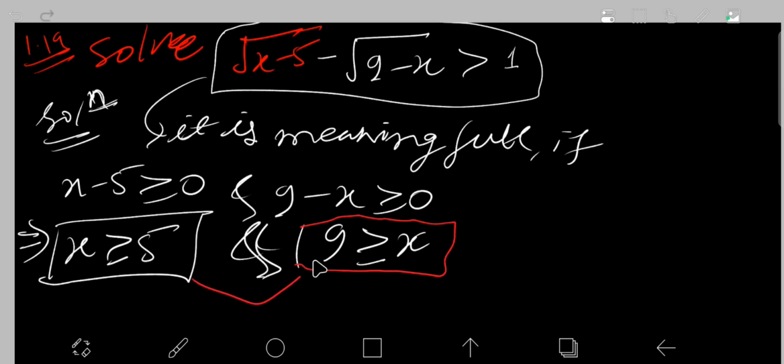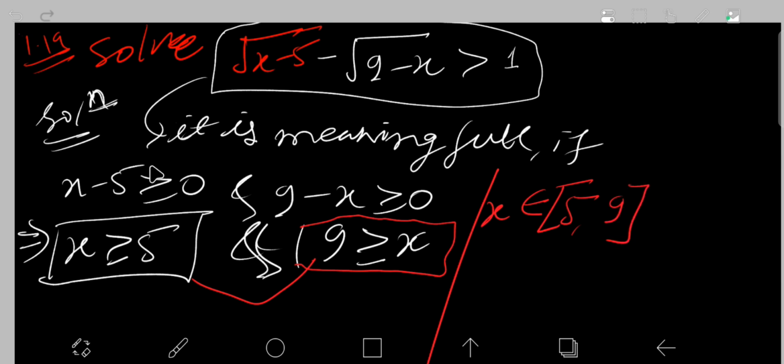Now we combine both. So x is greater than or equal to 5, and since equality is included, we take a square bracket, and less than or equal to 9, so x attains the values between 5 and 9, and 5 and 9 also. This is the answer. This is the solution for this inequality.